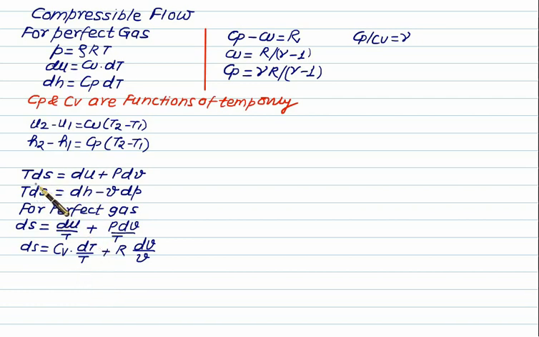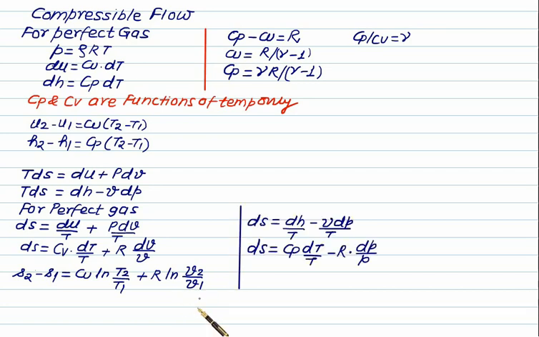For TdS, temperature multiplied by change in entropy equals change in internal energy plus PdV, and TdS is also given by dH minus VdP. In the case of a perfect gas, we can rewrite the first equation as change in entropy equal to dU by T plus P by T multiplied by dV. Using P by T equal to R by V, we can write ds equal to Cv dT by T plus R dV by V. Integrating, we get S2 minus S1 equal to Cv ln of T2 by T1 plus R ln of V2 by V1.